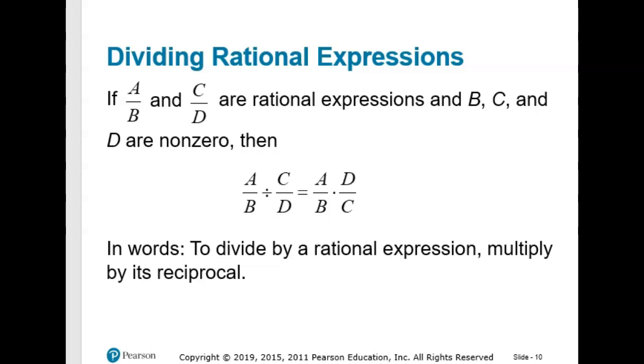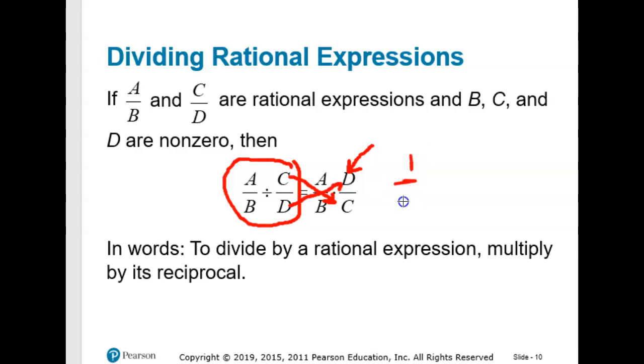So now that we have multiplication under our belt, let's take a look at dividing rational expressions. Looking here, remember when you have two fractions, you can convert them to a multiplication problem by taking the second fraction and finding the reciprocal. That is, what was in the numerator becomes the denominator, and what was in the denominator becomes the numerator.